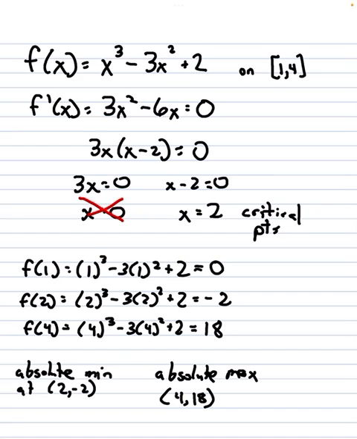And you can graph this. You can check it on the graphing calculator. And it's going to be correct. So this is how we find the absolute minimum and the absolute maximum. Now, if we were to change this interval, instead of 1 to 4, of course, the critical points wouldn't change, but our absolute maximum and minimum would change because now we're focused on a different interval.